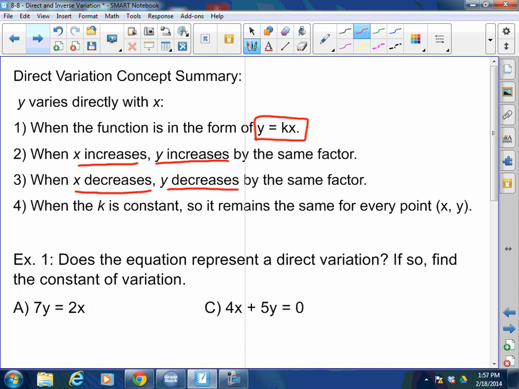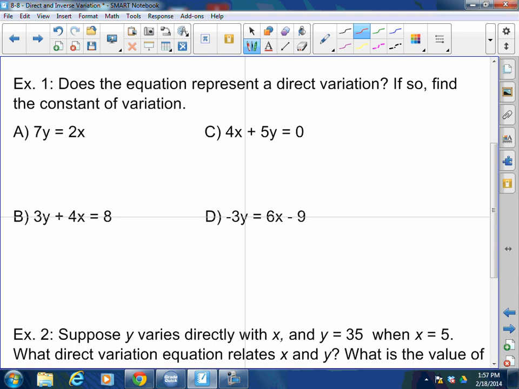So part 1, determining whether or not you have a direct variation. All you got to do is solve for y. And when you solve for y, you get the form of y equals kx. It's a direct variation. And then you're going to know what your k is, because k is being multiplied to x. So here, divide by 7. Y equals 2/7 x. So that's a big fat yes. What's my k? 2/7. Y equals kx. It's in the correct form. And you know your k, your constant is 2/7.